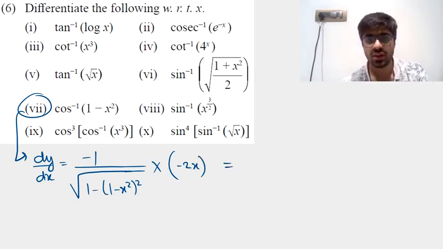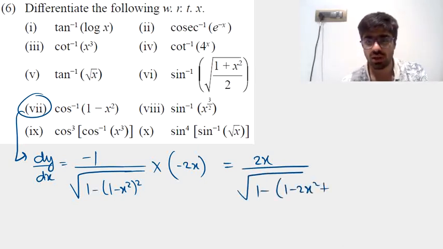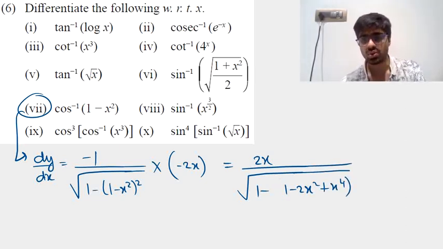To simplify that, in the numerator the minus sign gets cancelled. You are left with a 2x in the numerator, and in the denominator it's 1 minus 2x square plus x power 4. When you open up the bracket, it is 1 minus 1 plus 2x square and minus x power 4. 1 minus 1 will be equal to 0.